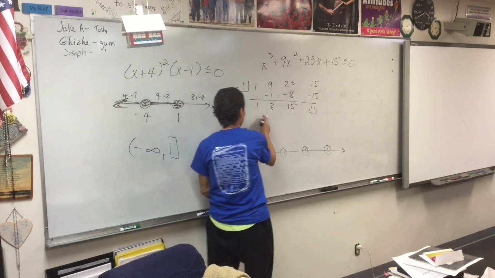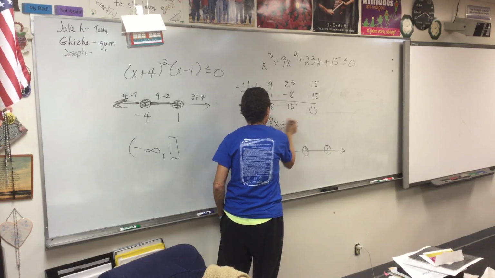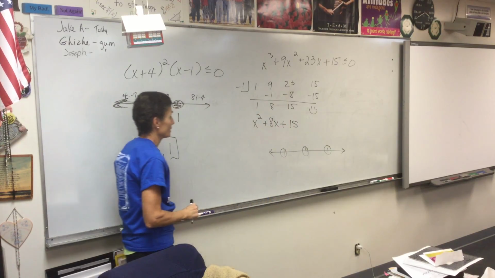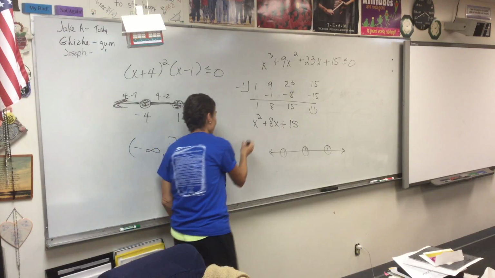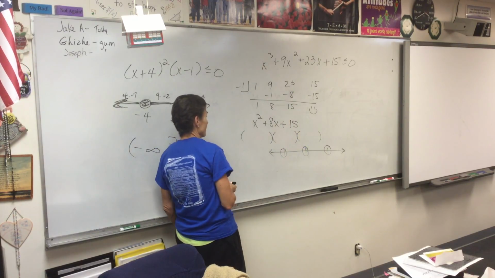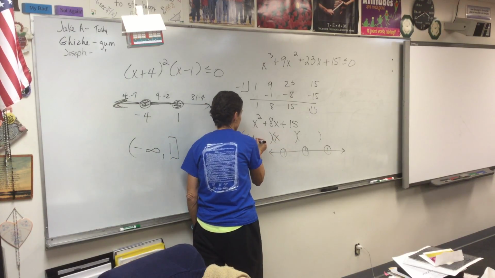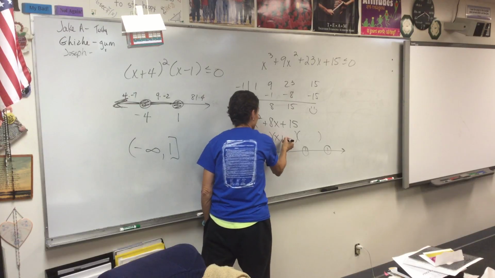And what I have left is x squared plus 8x plus 15. So how does that factor? X squared plus 8x plus 15. How does that factor? x plus 5, x plus 3.